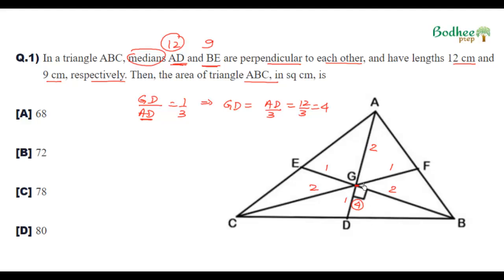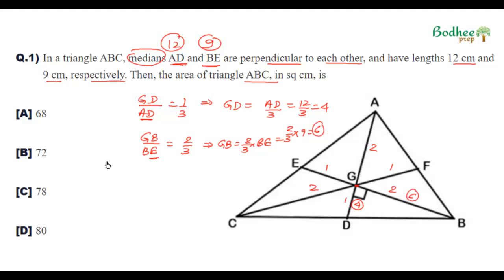Similarly, we need to find the length of GB. Clearly, GB over BE will be in the ratio 2:3, correct? Because this length is 2 and this length is 1. So GB will be equal to 2/3 times the length BE, which we have been given as 9. Substituting here, it will be 2/3 into 9. Clearly it will be 6. So this length is 6.